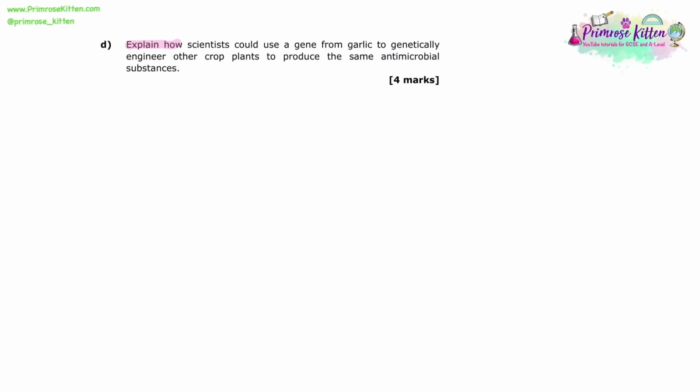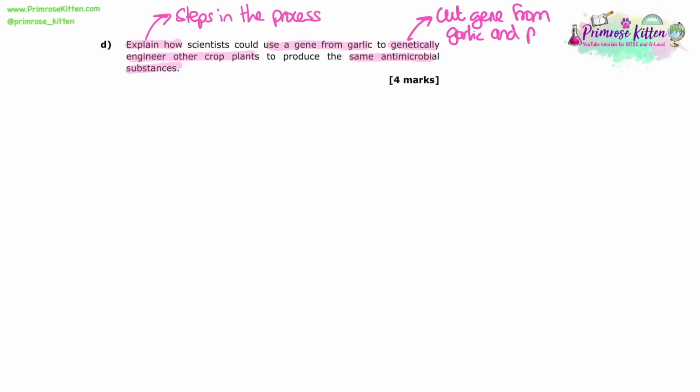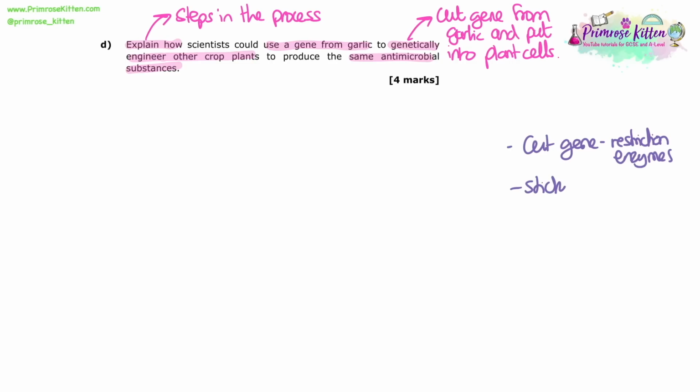Explain how scientists could use a gene from garlic to genetically engineer other crop plants to produce the same antimicrobial substances. So explain how, it wants the steps in the process, so how would they actually make this happen? If we're genetically engineering something, we're cutting a gene, in this case from the garlic plant, taking that gene out and transferring it into a plant that doesn't normally have that gene. So this is testing us on our ability to remember the stages of genetic engineering. We're going to need to cut the gene out, and we need to mention restriction enzymes in order to do that properly.